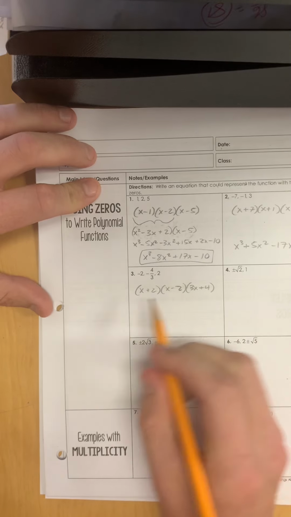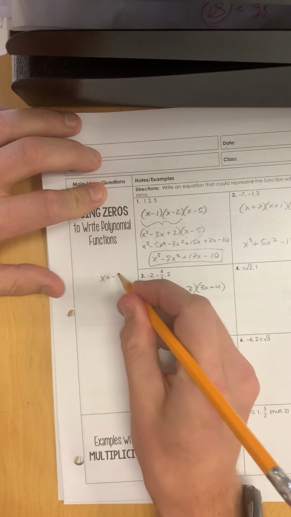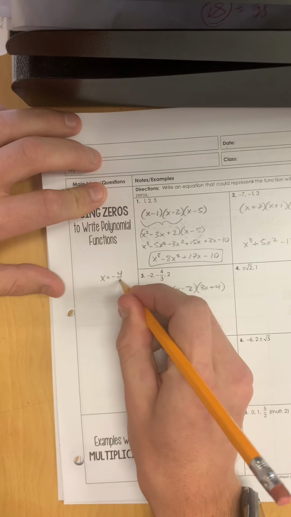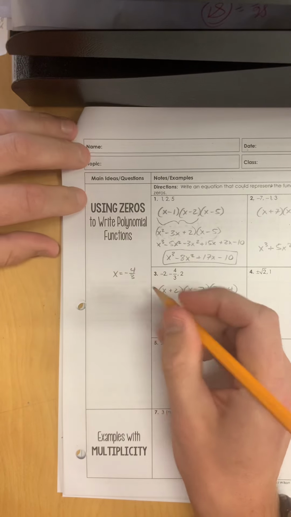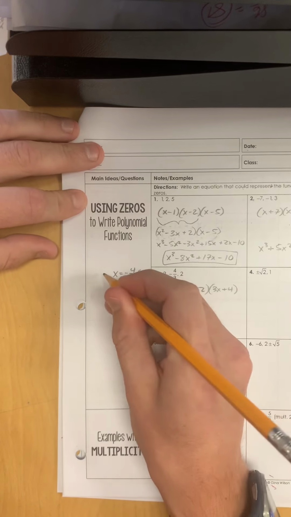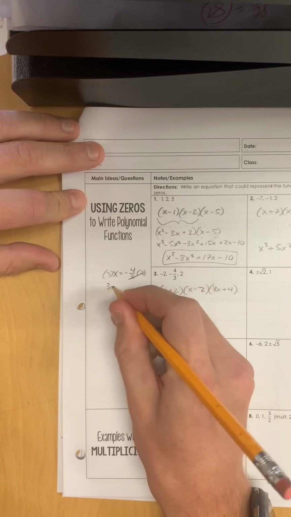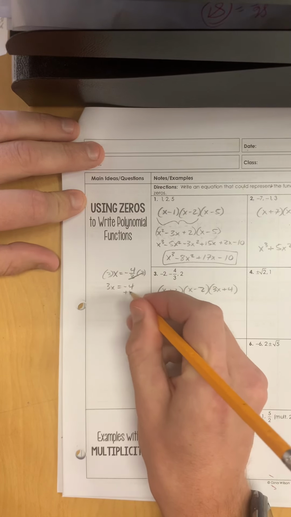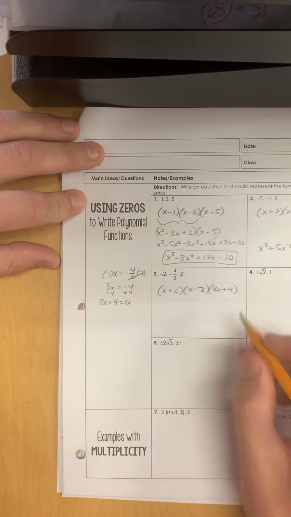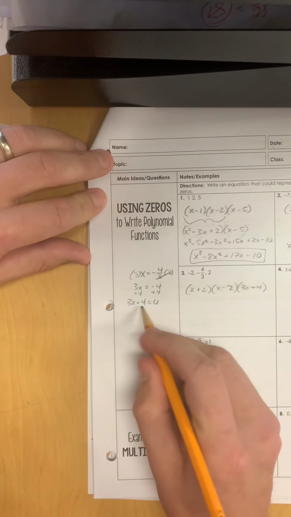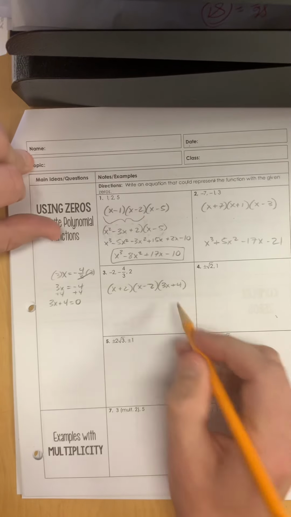Okay. But if you can't do it in your head, what you can do is this. You can just set x equal to that 0. And then you can just use inverse operations to get 0 on the right-hand side. So for example, I would multiply 3 on both sides. And then add 4. And see how I got that 3x plus 4 equals 0 once I've got the 0 on the right-hand side. And that tells me what that factor is.